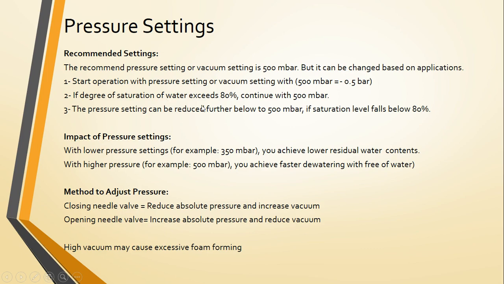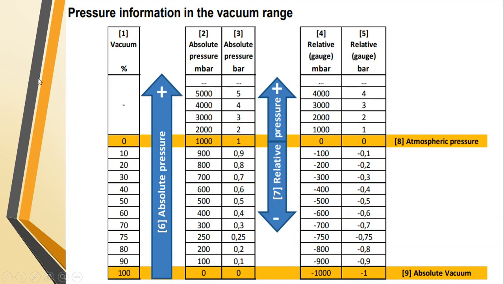If you have water content more than 80%, it is recommended to use 500, and if it is below 80%, you can select any value below 500. But make sure you select a value that is safe for your equipment. If you select a very low value, the vacuum will be very high and it may damage your equipment and may cause foam forming. This is the pressure graph.